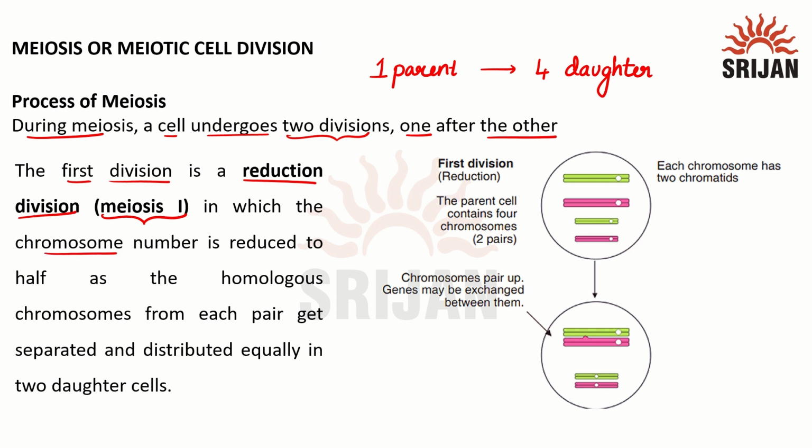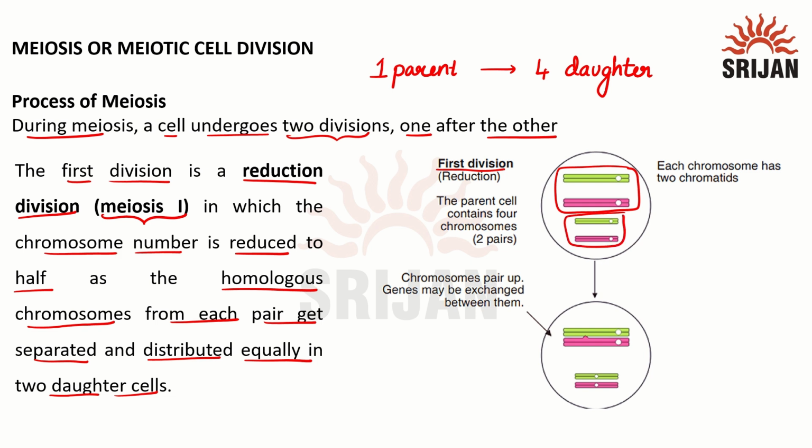In this, the chromosome number is reduced to half as the homologous chromosomes from each pair get separated and distributed equally in the daughter cells. In the image we can see this is the first division. Here we have the parental cell. We can see this is one pair, this is the second pair. So the parental cell contains a total of 4 chromosomes, 2 pairs. Now the chromosomes pair up and exchange genes between them. You can see here there is an exchange point. So the genes will get exchanged.